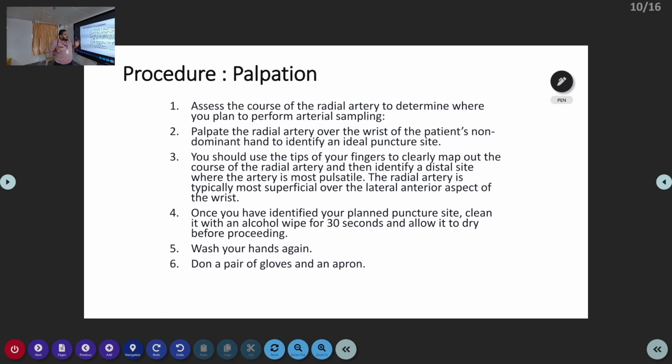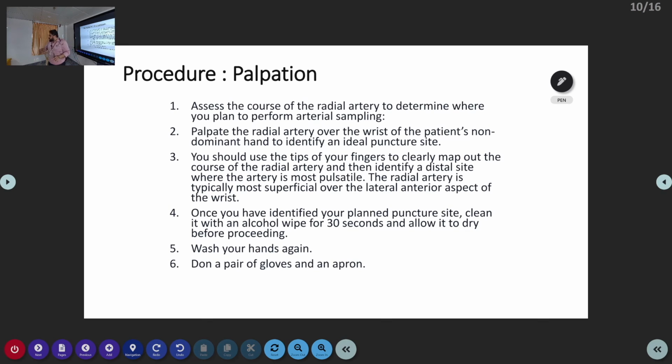So that is the site where you need to go ahead for the puncturing of your ABG. And most importantly, you have to clean this area. We have not done any cleaning. So you clean it with a cotton swab and keep it dry for at least 30 seconds. Use an alcohol wipe and clean it for 30 seconds.